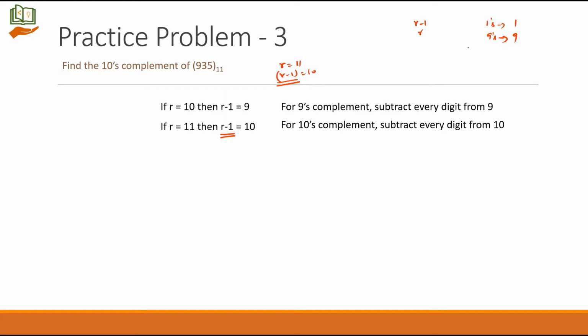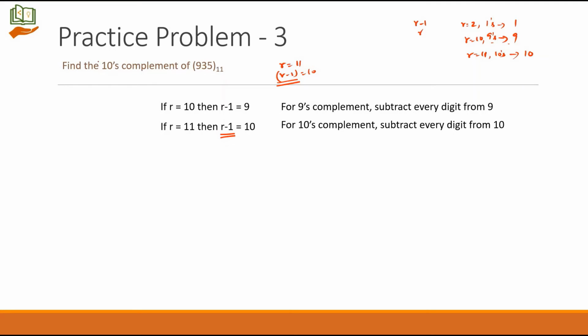As per the r minus 1 procedure, for ones complement, we are subtracting every digit from 1, and for nines complement, we are subtracting every digit from 9. Here the case is when r is equal to 2, this was found using 1 minus. When r is equal to 10, this particular nines complement was found by subtracting from 9. Similarly, when r is equal to 11, we have r minus 1 as 10. So what should we do? We have to subtract from 10.